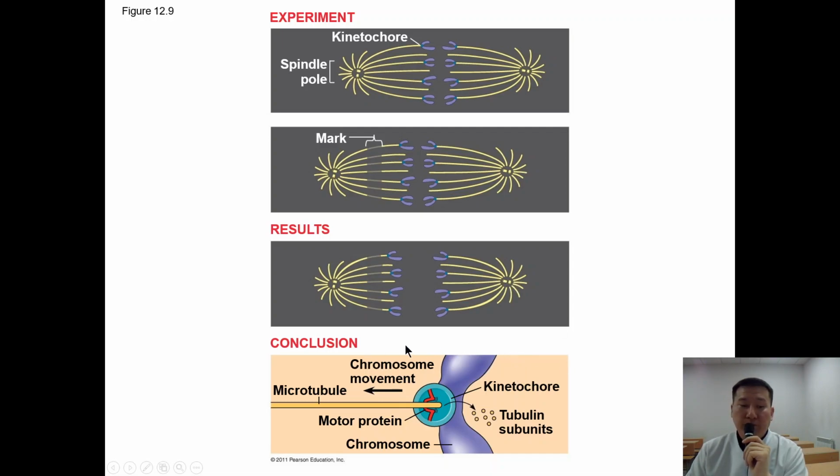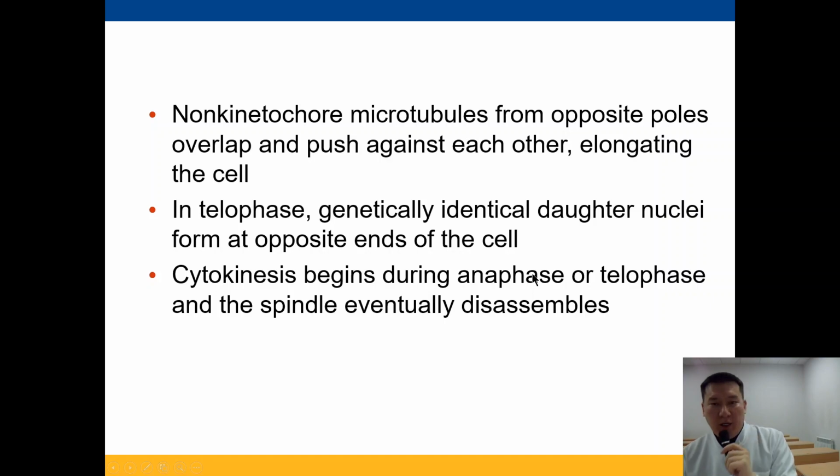As a conclusion, the chromosome moves towards a spindle pole, and here we have a motor protein at the kinetochore, and when there is depolymerization of the microtubule, tubulin subunits will be released. Non-kinetochore microtubules from opposite poles overlap and push against each other, elongating the cell. In telophase, genetically identical daughter nuclei form at opposite ends of the cell. Cytokinesis begins during anaphase or telophase, and the spindle eventually disassembles.